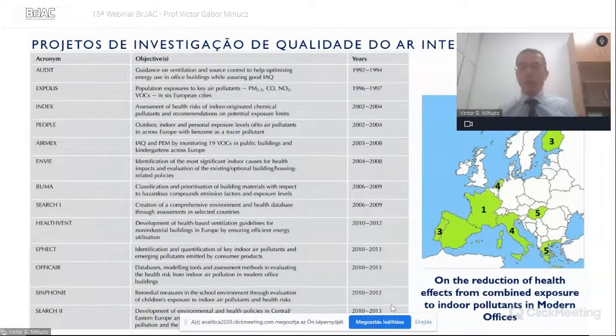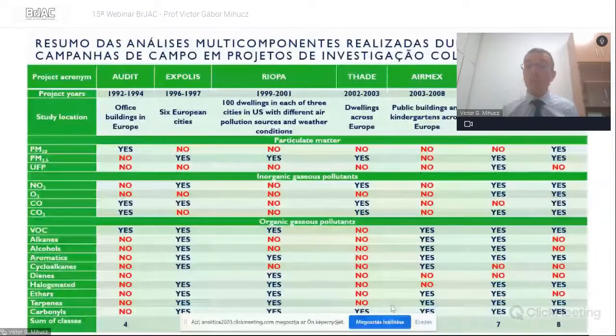What I told you, because the European Commission focuses a lot on citizen science and on these sensor issues, because these sensors can be better used even by society members who are not trained in chemistry or indoor or outdoor air chemistry. So if you would like to see what these projects were dealing with, they were dealing usually with particulate matter analysis, PM10, PM2.5, ultrafine particles. Also, there was a lot of focus on inorganic gaseous contaminants and organic ones. So here you can see what classes were determined.